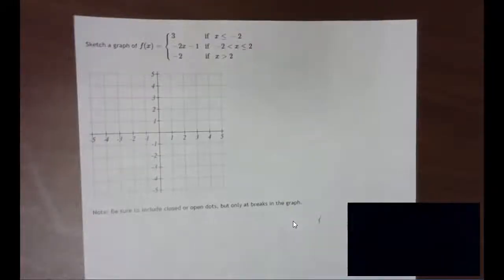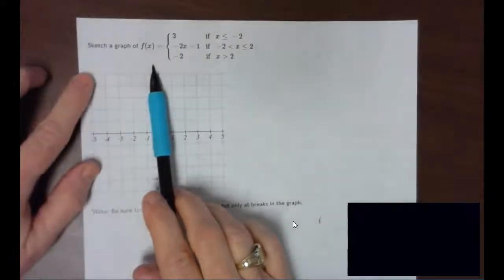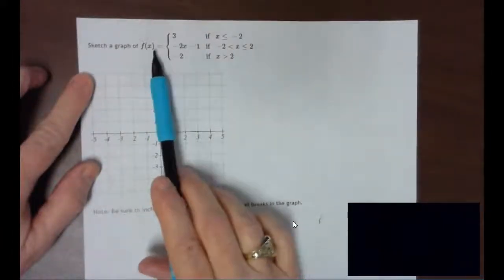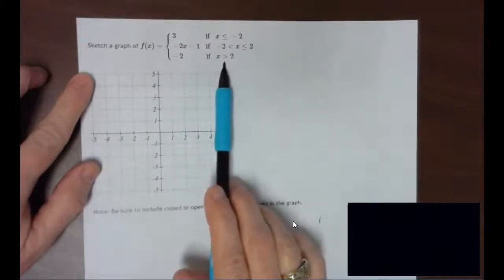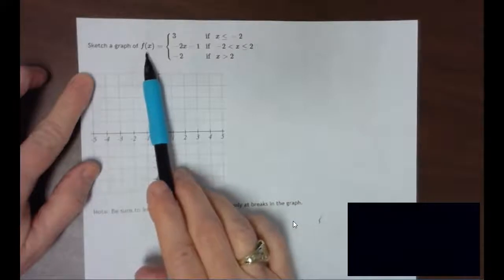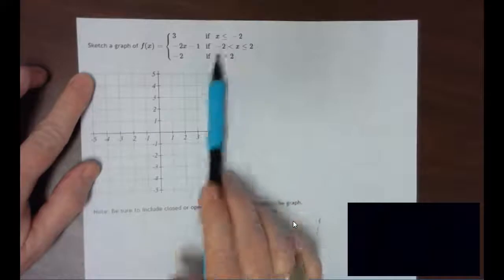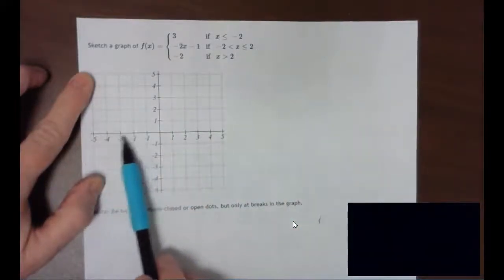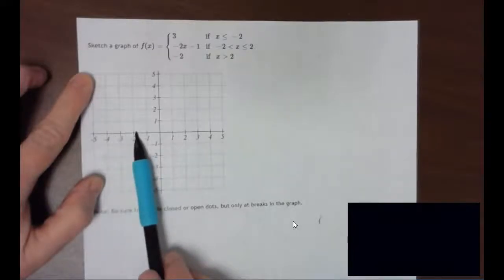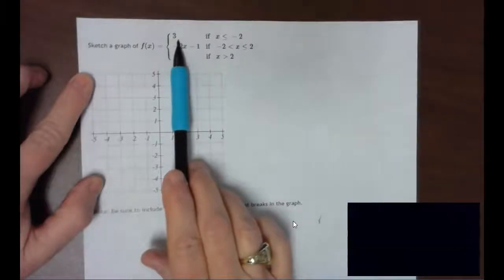We're looking at a piecewise function that we're asked to sketch. A piecewise function, like this one, has three different functions that we're piecing together depending on their domain. Let's look at the first one: f of x equals 3, only if x is less than or equal to -2. So that function is going to be everywhere to the left of -2. f of x equals 3 is a constant function. It's a horizontal line at 3.